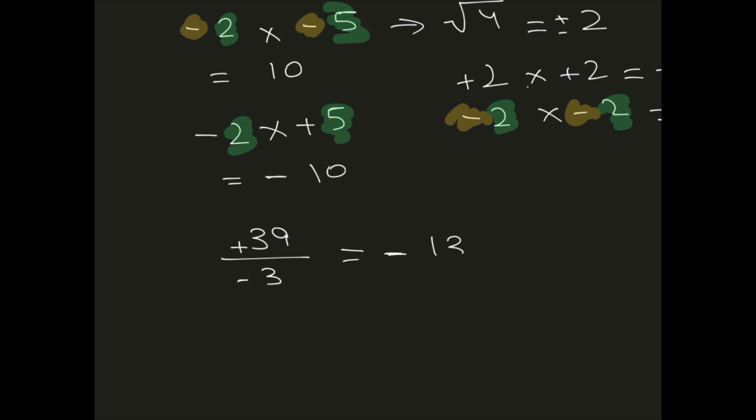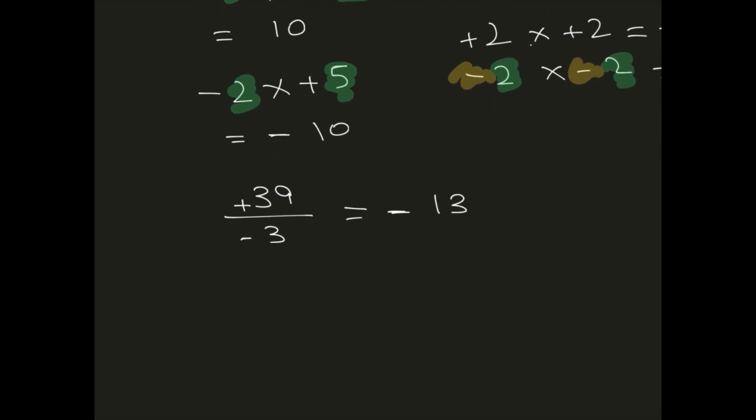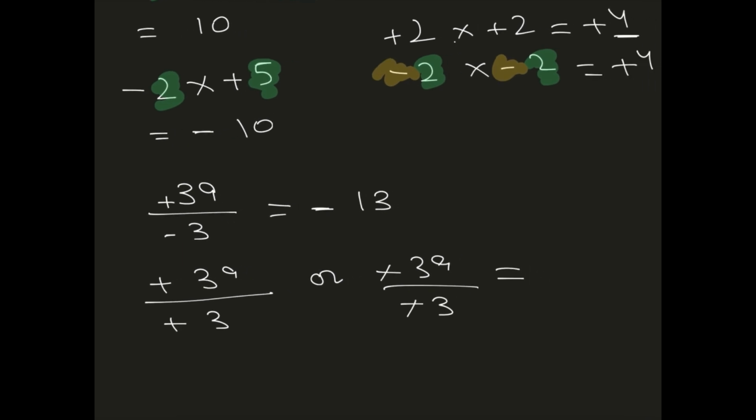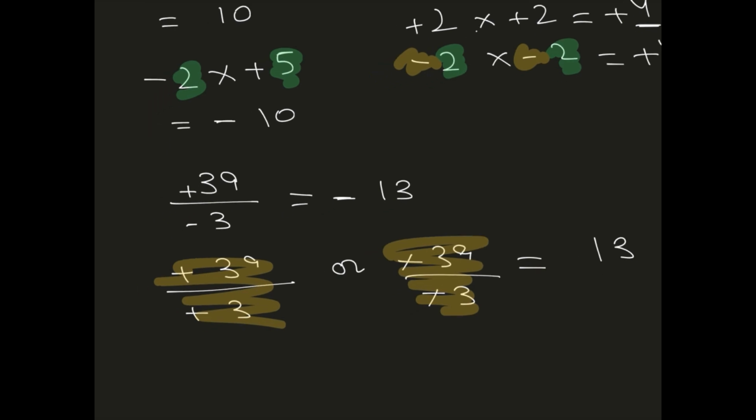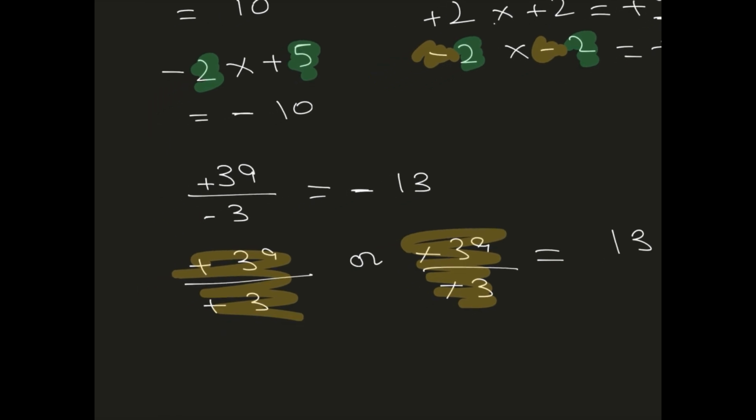So since the signs are different, you'll get a negative answer, and 39 divided by 3 is 13, right? But in the same case, if we had +39 divided by +3, or we had -39 divided by -3, then the minuses would have cancelled each other out, and in both the cases, our answer would have been the same, which is +13, because our signs were same.